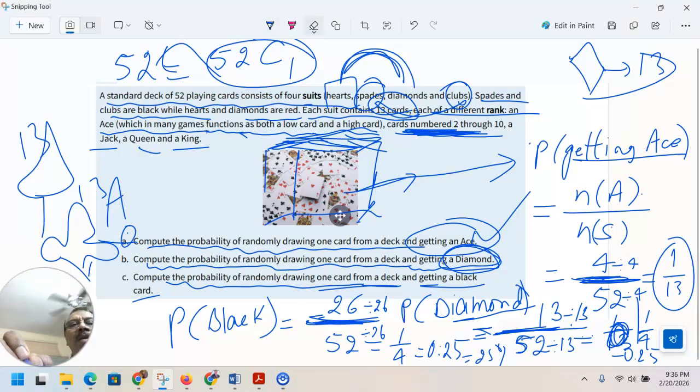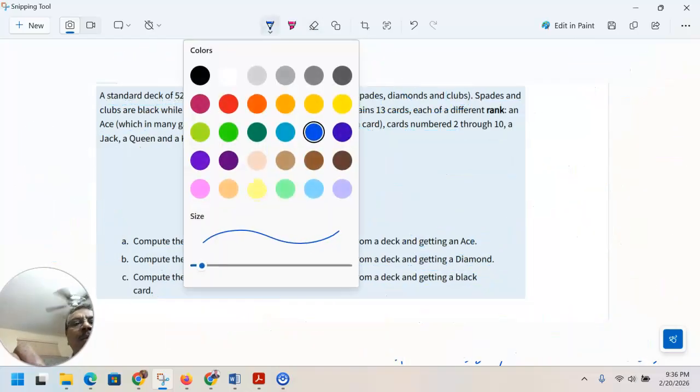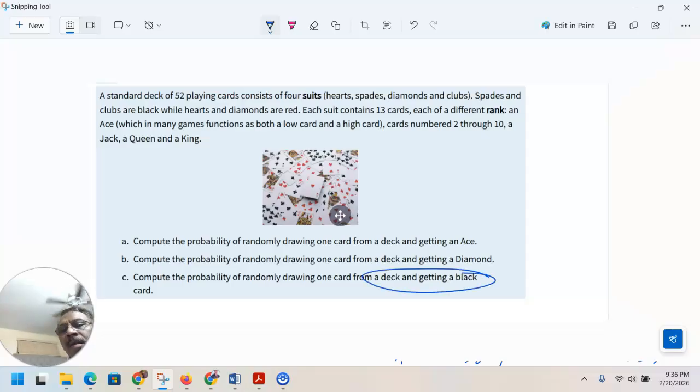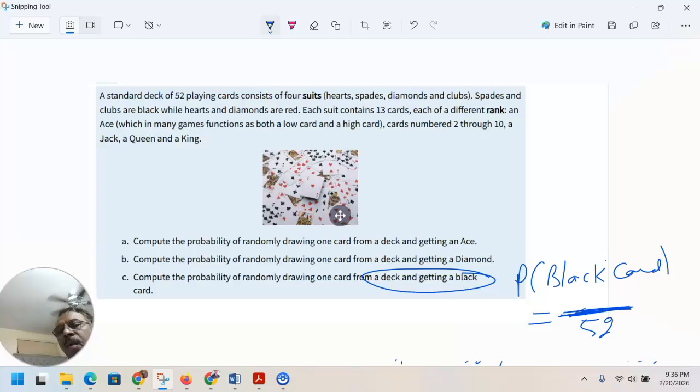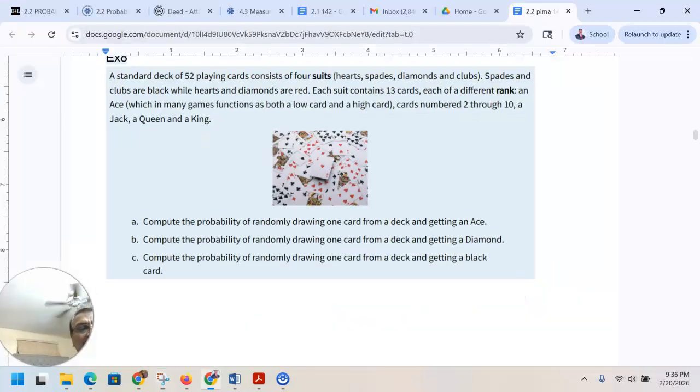I mean here 26 divided by 52. Oh, I made a mistake. Anyway, just wanted to show here. The probability of getting a black card, let me repeat it: there are 52 cards. Out of 52 cards, there are 26 black cards, right? So this is half of this. It is actually 1 over 2, and 1 over 2 is 0.5. And that is 50%. Okay, let's go to the next example.